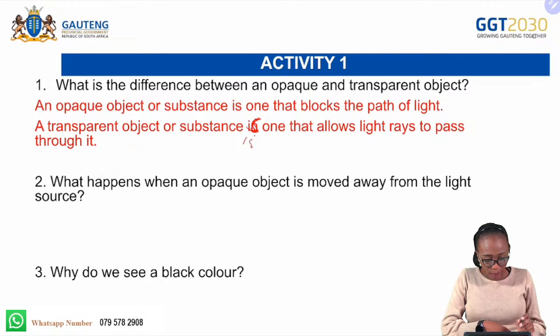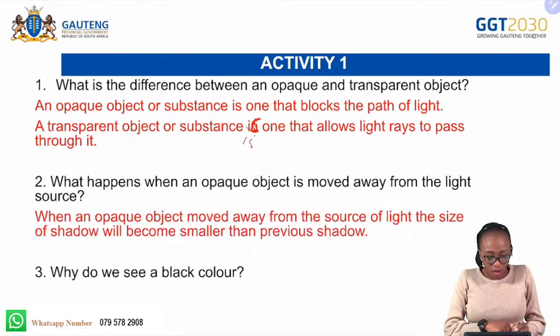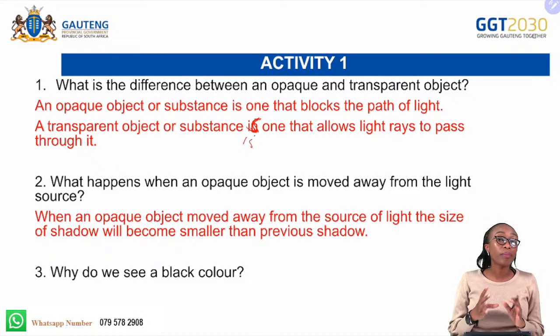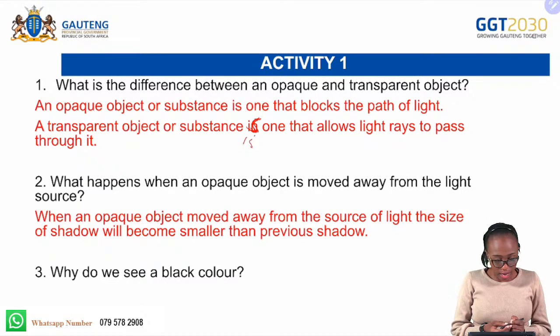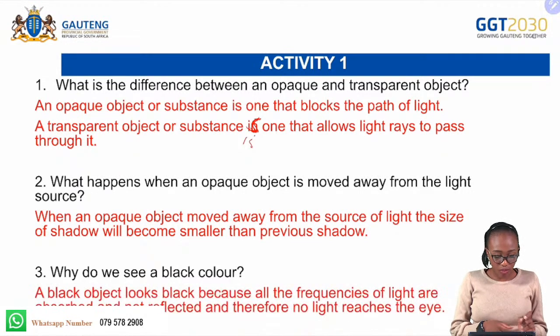What happens when an opaque object is moved away from the light source? When an opaque object is moved away from the source of light, the size of the shadow will become smaller than the previous shadow. So it's all about the size of the shadow. And why do we see a black color? A black object looks black because all the frequencies of light are absorbed and not reflected. Therefore, no light reaches the eye.